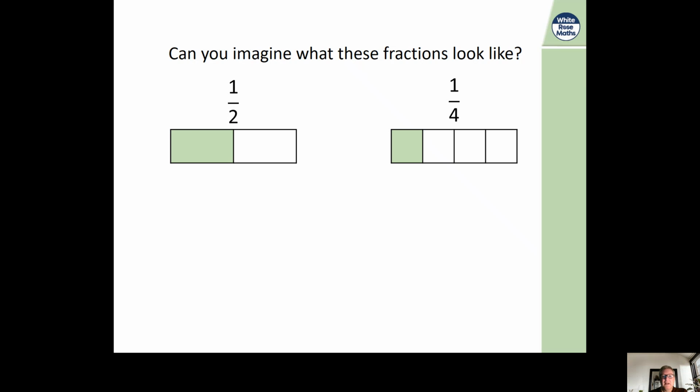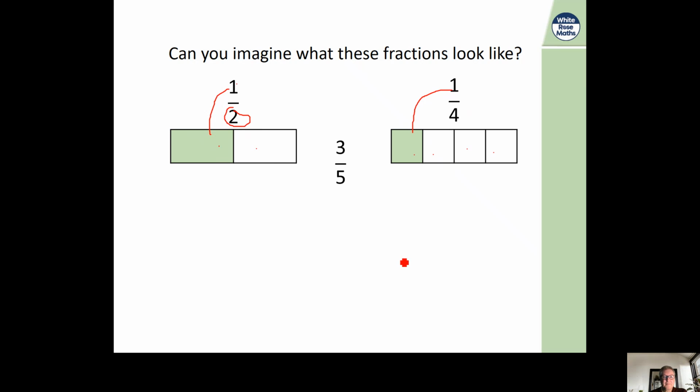So we've got 1 bar and it's divided into 4 equal parts. 1 part is shaded. So if we look at this example, the 2 is telling us how many equal parts we have. The 1 is telling us how many shaded or unshaded, in fact. In this one, 4. So we've got 1, 2, 3, 4 equal parts. We want one of them.